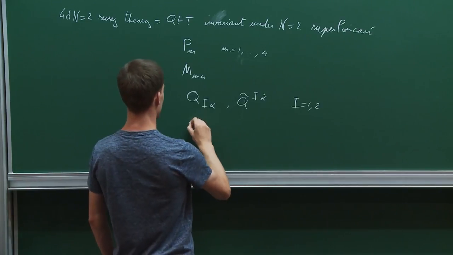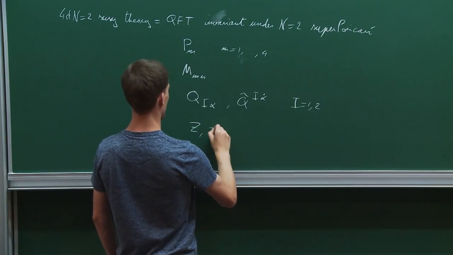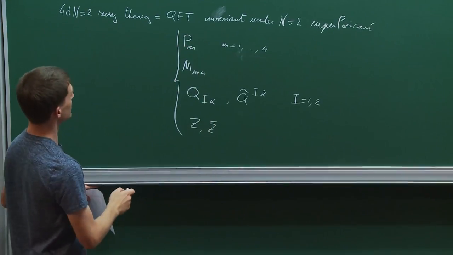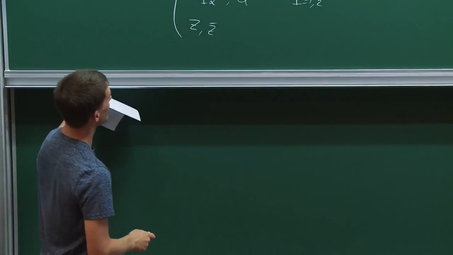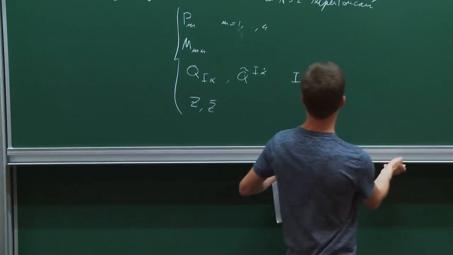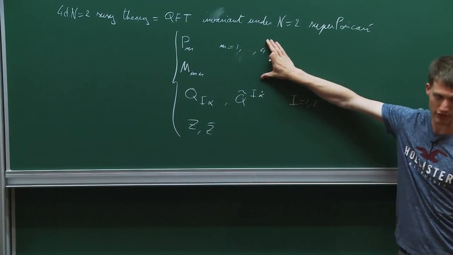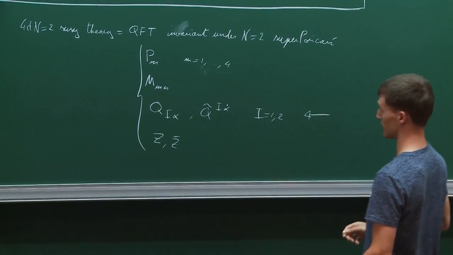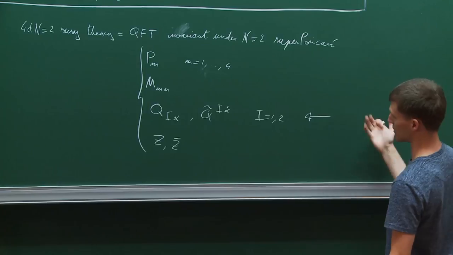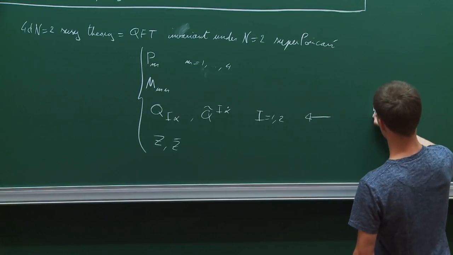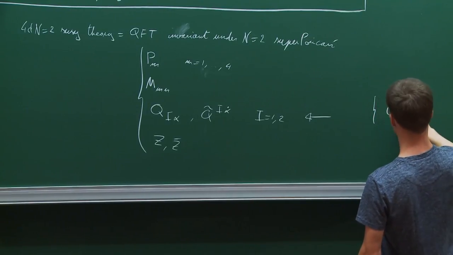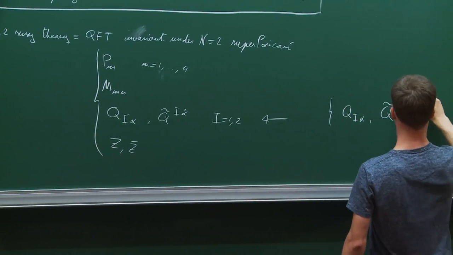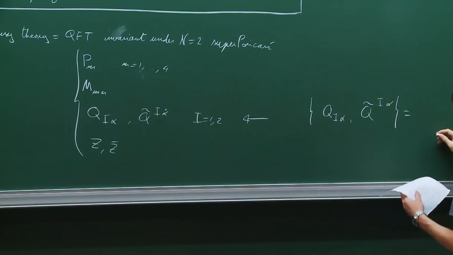And to be actually precise, there is also a central charge and its complex conjugate. So this is the set of generators. And their algebra for this is just a standard Poincaré algebra. So let me indicate what the algebra is of these supercharges. It's just, in some sense, an extension of the N=1 Poincaré algebra, where we have an anticommutator that looks like so.